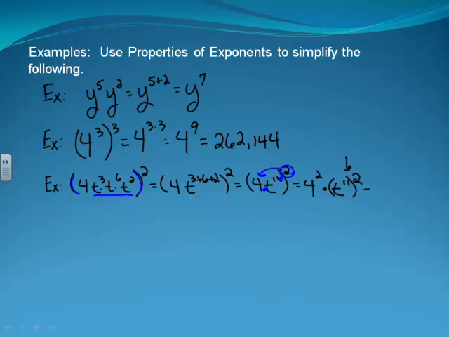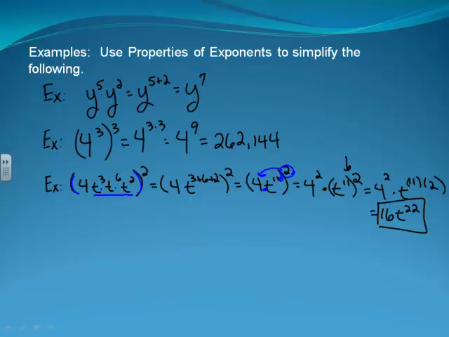So now you've got 4 squared times t to the 11 times 2 power, powers to powers multiply. And clean that up: 4 squared, 4 times 4 is 16, and 11 times 2 is 22. We've got a final answer of 16t to the 22nd.